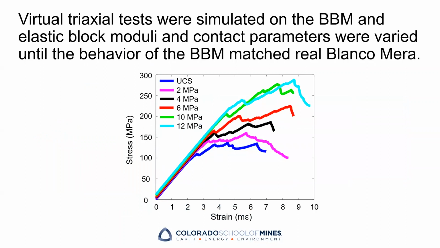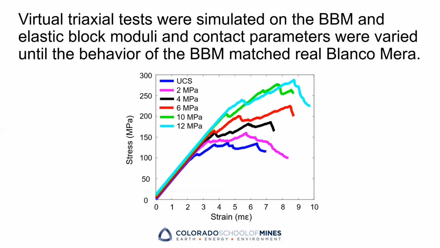After the blocks were assigned to mineral groups, a calibration process was conducted to match the stress strain behavior of the BBM to that of real Blanco Mera granite. The calibration process included running a series of UCS and triaxial test simulations in UDEC. What is being calibrated here are the input parameters of the blocks, which are the ones I explained in the introduction to BBM slide, where the block deforms intrinsically based on elastic moduli, and blocks also interact with adjacent ones based on contact elastic and strength parameters.